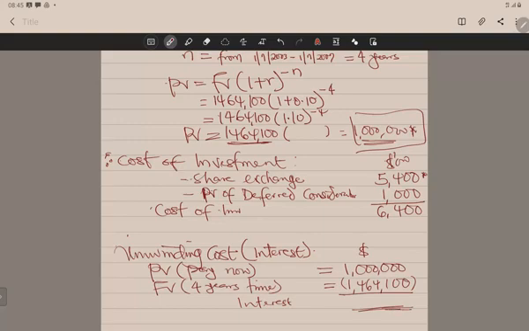So if you don't pay, as the years or the days are increasing, your interest is accumulating. That's just it. The difference between 1,464,100 and 1 million is what is called your interest element, which is 464,100. And that is what you call your unwinding cost. I hope that is clear. So truly, if you want to show the unwinding cost, it is 464,100.